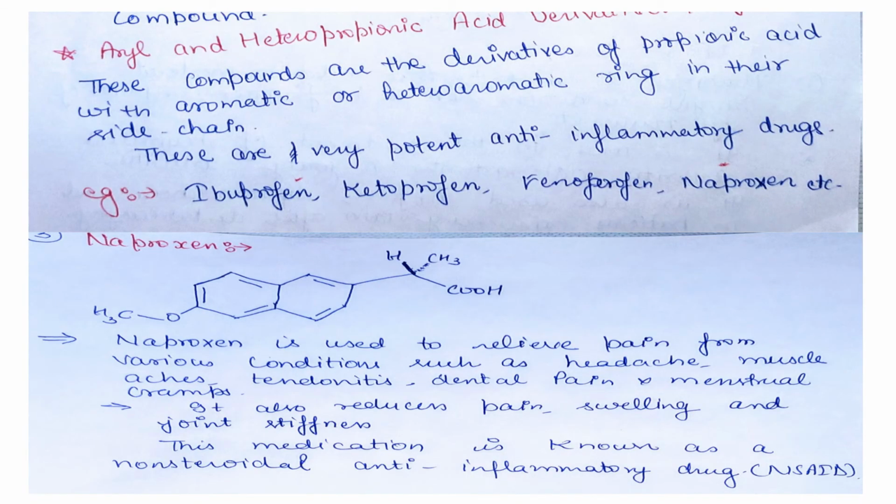After the salicylic acid derivatives, here are the aryl propanoic acid derivatives. The drugs in this category are ibuprofen, ketoprofen, fenoprofen and naproxen. And here is the structure of naproxen. Naproxen is used to relieve pain from various conditions such as headache, muscle aches, dental pain and menstrual cramps. It also reduces pain, swelling and joint stiffness. This medication is also known as a non-steroidal anti-inflammatory drug.